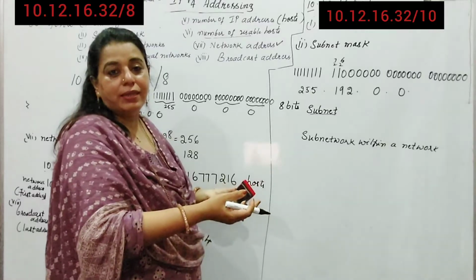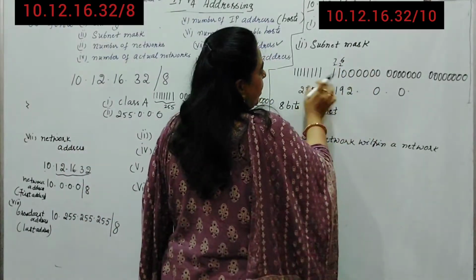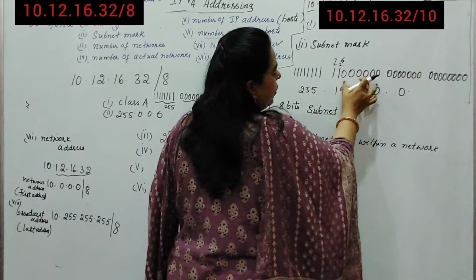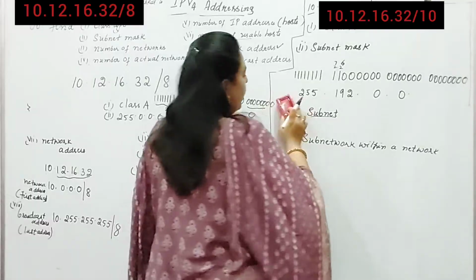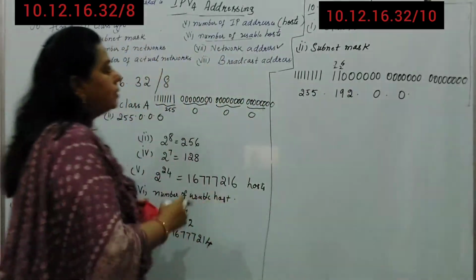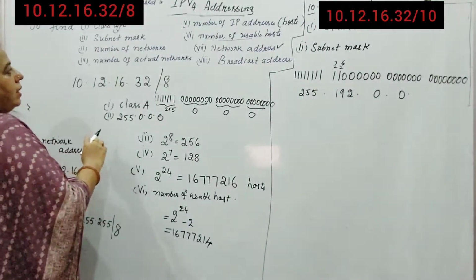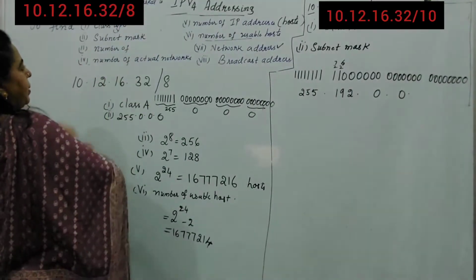If it is another example wherein this is 14, then you will be having how many? 8, 9, 10, 11, 12, 13, 14. 6 bits will be representing the subnet bits. So this way you have to understand the concept of subnet bits here. That's the reason an example of this kind is given. Instead of number of networks, they always ask number of subnet bits.